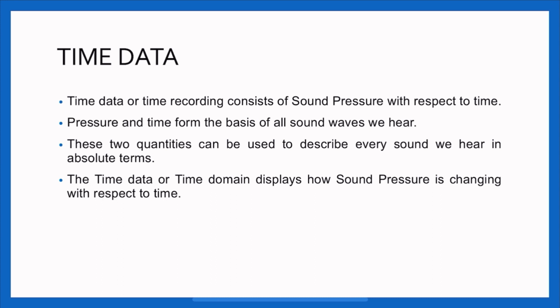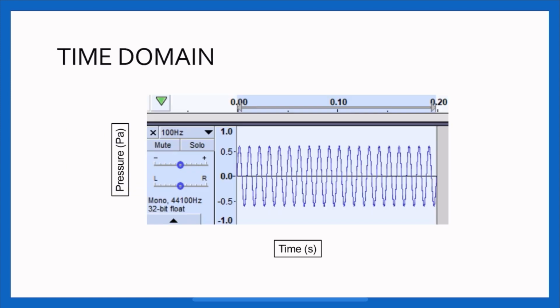So, what is time data? Time data or time recording consists of sound pressure with respect to time. Pressure and time form the basis of all sound waves we hear, and if you want to describe sound waves in a very simple way, these two quantities can be used. The time domain displays how the sound pressure is fluctuating with respect to time. This is an example of a typical time domain: you have pressure fluctuation along the y-axis, and along the x-axis you have time. A typical recording looks like this.